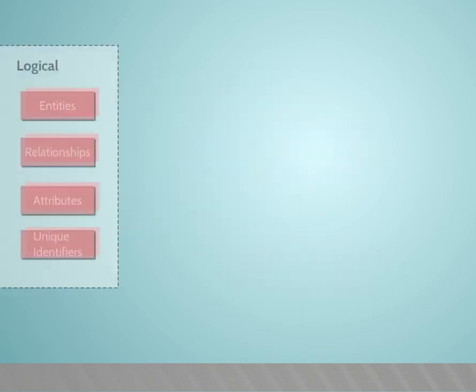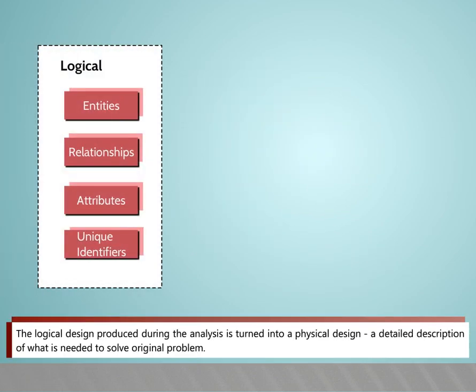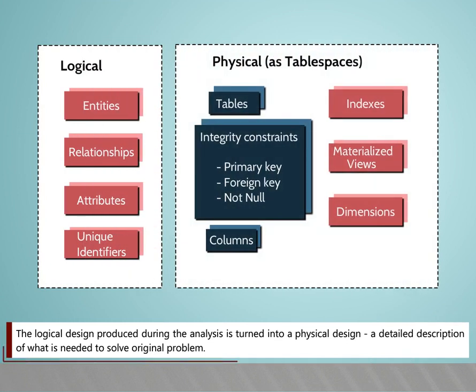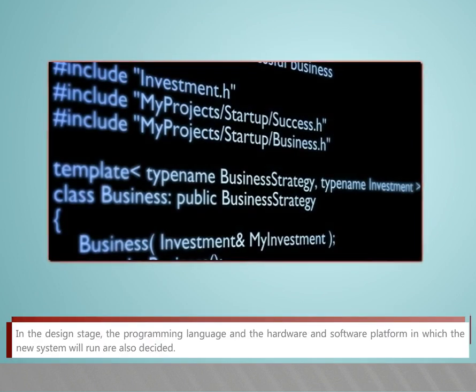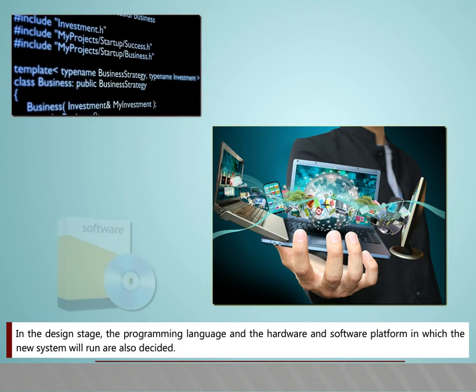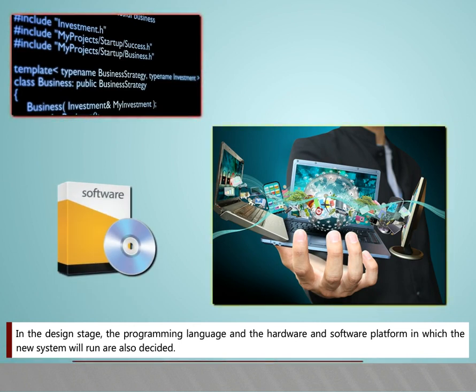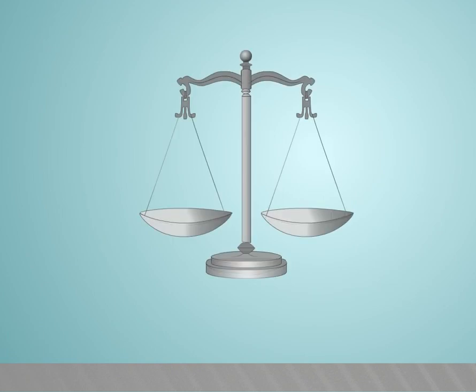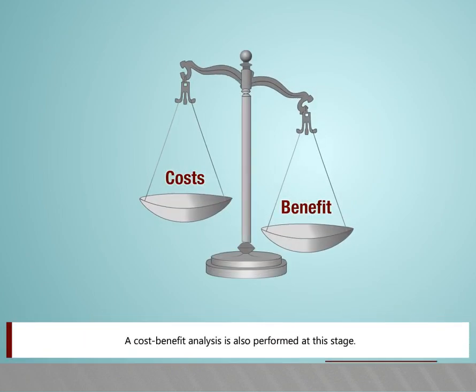Logical design. The logical design produced during the analysis is turned into a physical design, a detailed description of what is needed to solve the original problem. In the design stage, the programming language and the hardware and software platform in which the new system will run are also decided. A cost-benefit analysis is also performed at this stage.